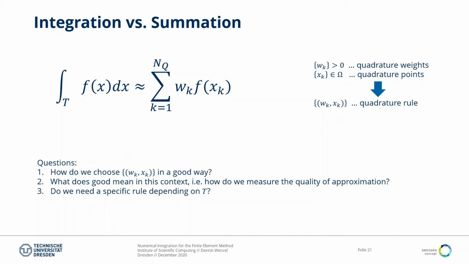And then what's also interesting is, you can already probably assume that choosing points and weights in a good way is not super trivial. So it would be kind of problematic if we would have to derive a specific rule for every integration domain T. So the last question is, do we have to do that individually for each cell, or is there something better we can do?